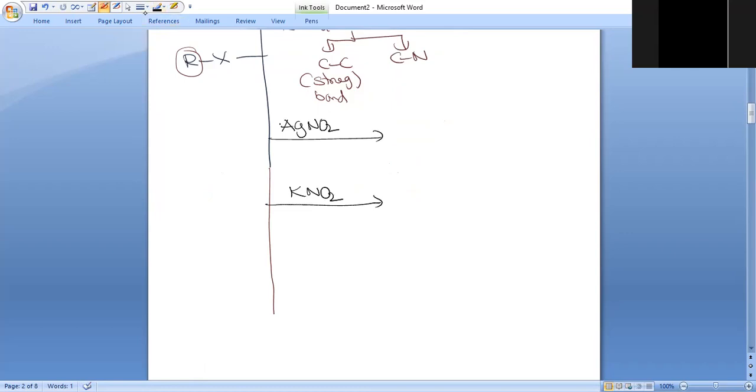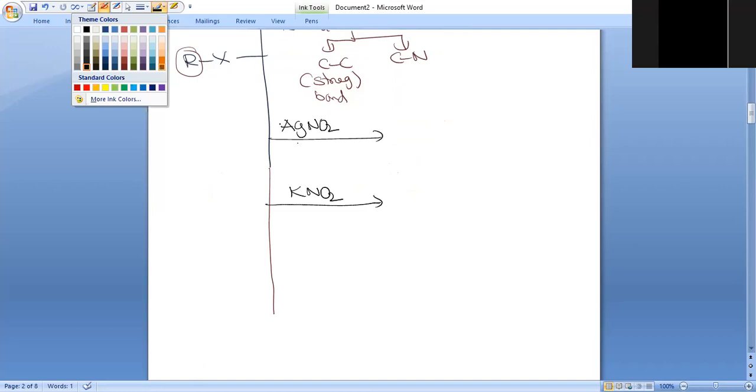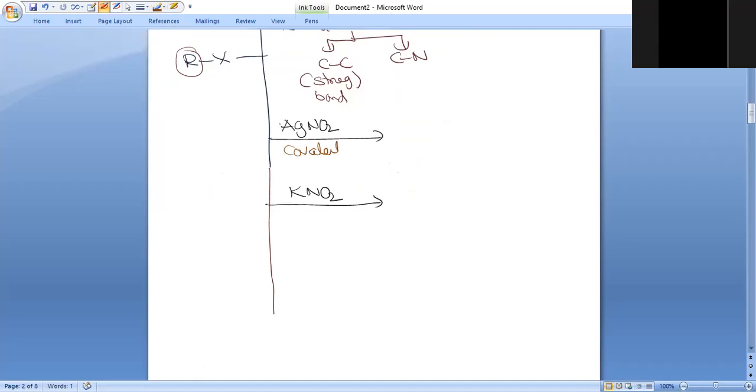The first one is covalent. So here, covalent, what will be involved in bonding? This lone pair of electrons is involved in bonding. So you will get RNO2. Here this is the ionic compound. Oxygen is involved in bonding, so you will get RONO. Clear this one? Yes, sir. So RNO2 means it is a nitroalkane, and RONO means alkyl nitrite.